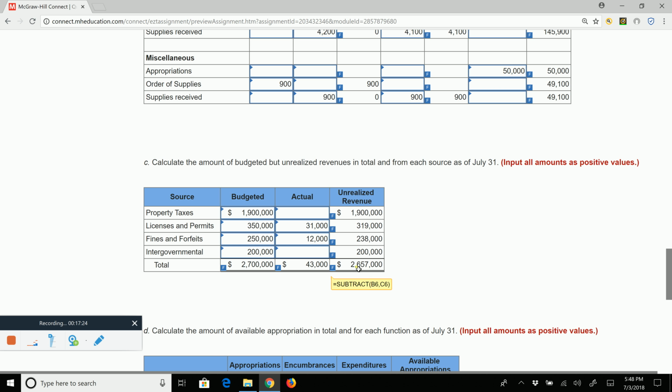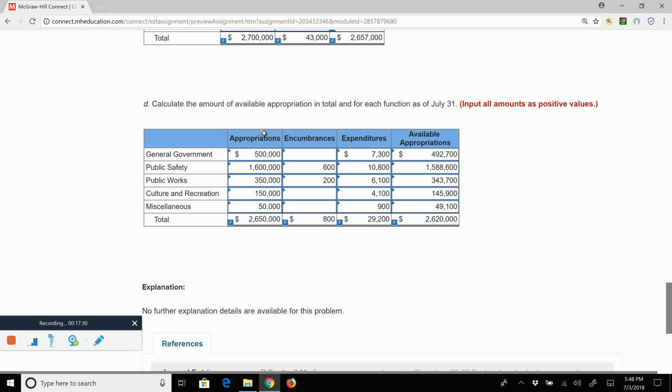So $2,657,000 is the amount of revenues we believe we're going to collect in the rest of the year. And here is for the expenditures. A little bit more involved, but it's the appropriations minus the encumbrances minus the expenditures equals the available budget balance. Available appropriations, as your textbook calls it.